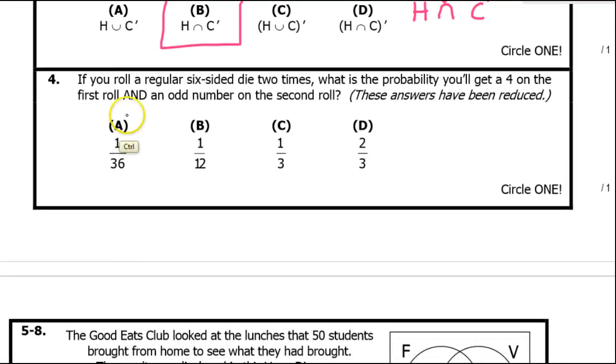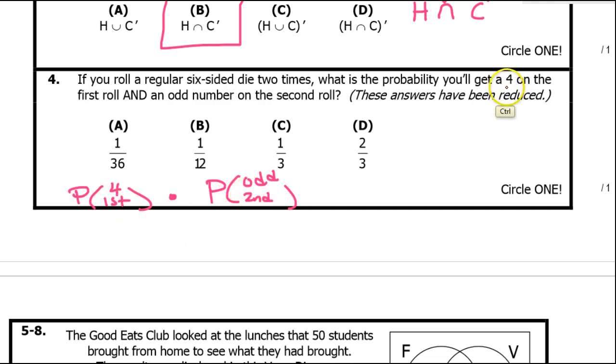Okay, problem number 4. If you roll a 6-sided die 2 times, what is the probability that you'll get a 4 on the first roll and an odd number on the second roll? Okay, the probability of 2 things happening in a row, you multiply. So it's going to be the probability of getting a 4 first, and we're going to multiply that times the probability of getting an odd number on the second roll. So I'll just say odd second. When you're talking about two things happening in a row, you use the multiplication rule.